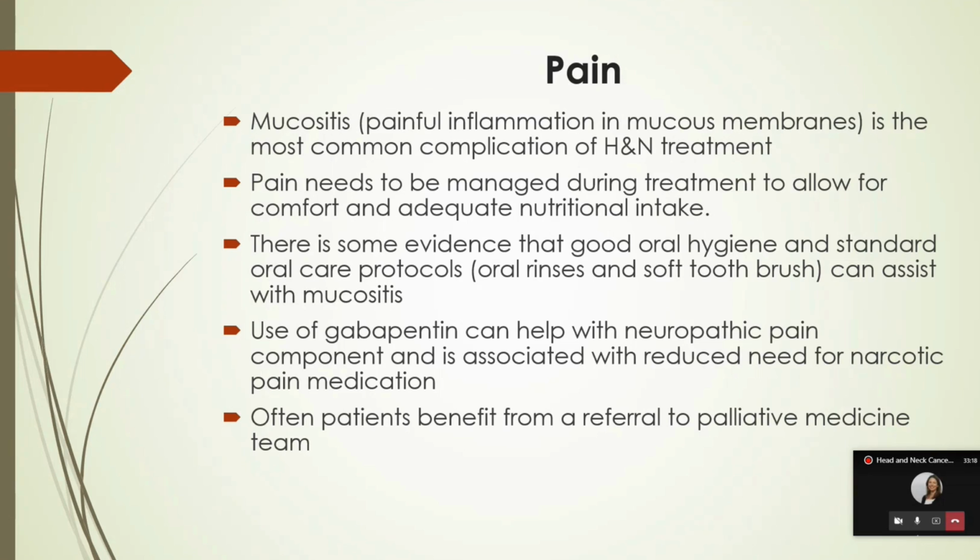There has been some evidence that good oral hygiene and oral care, including oral rinses and a soft toothbrush, can assist with mucositis. We also have evidence of the use of a medicine called gabapentin, which can help with neuropathic pain, and that's associated with a reduced need for narcotic pain medicine. And often patients benefit from a referral to palliative medicine for assistance with difficult-to-treat pain as they're going through treatment and after, as they're coming back off of their pain medicines.